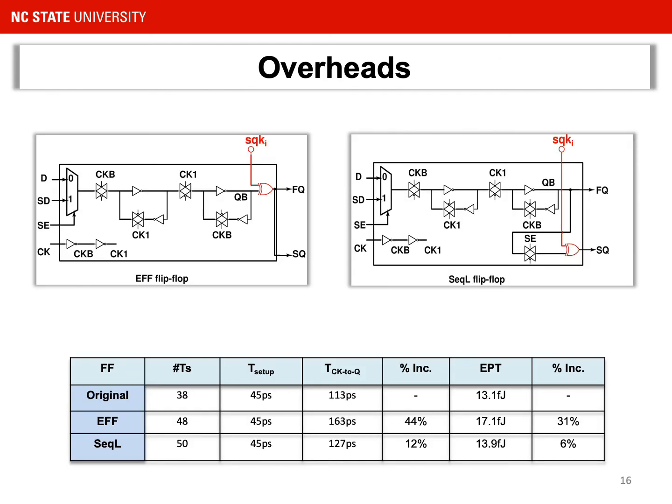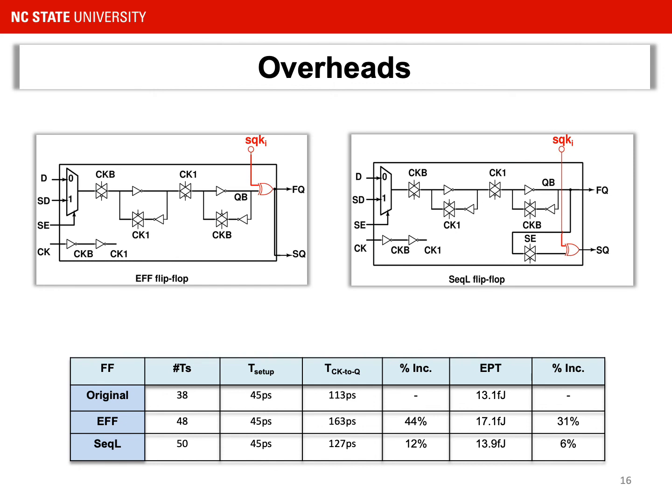Coming to overheads, SeqL has 2 extra transistors as compared to EFF due to the transmission gate, which is reflected in the first column of the table, where EFF has 48 transistors and SeqL has 50 transistors. The setup time is the same, 45 picoseconds. The clock to Q for SeqL is indeed smaller than EFF because the key gate is not along the functional path, but on the scan path, making it more efficient in terms of timing.